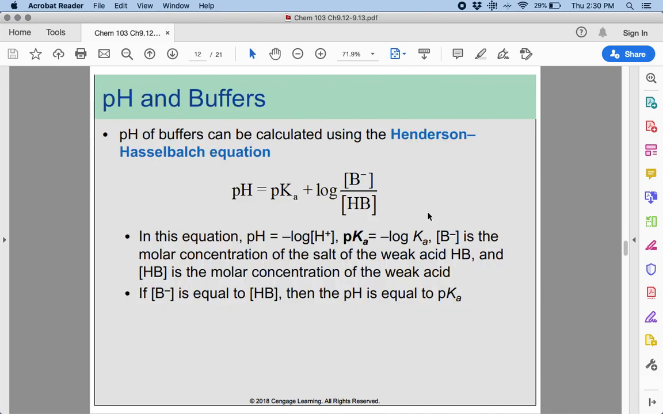Lastly is the Henderson-Hasselbalch equation. We won't be using this in tests and quizzes. You will see this show up in your homework, so I wanted to show it to you and what all the pieces mean. But we won't be going into too much depth with this.